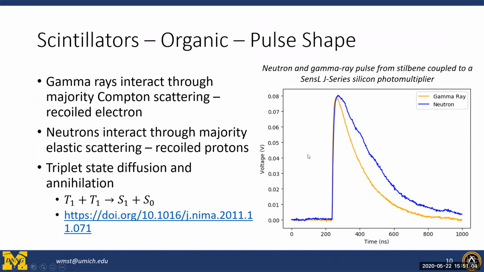So pulse length matters for two primary reasons. The acquisition length that you have to acquire, and then if you're in a high radiation area or high field environment, it can cause pileup and you can get pulse overlapping and things like that. That's where the length of these pulses begins to matter.